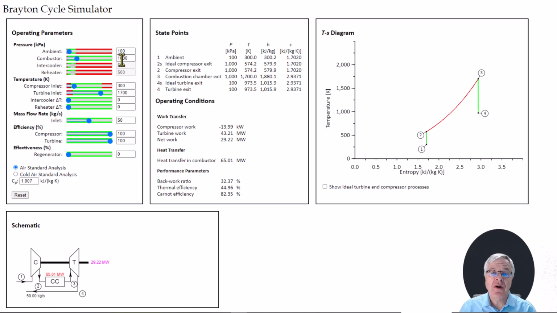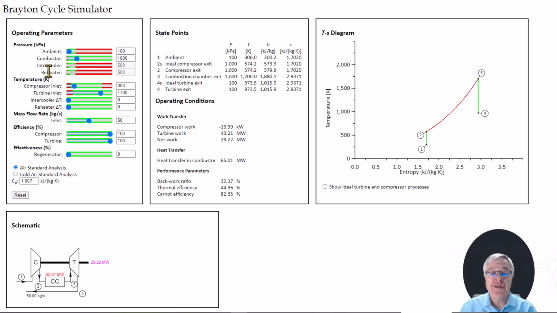The first block of operating parameters that we can change are all the pressures. There's the ambient pressure. That's the pressure at the inlet to the compressor down here and at the discharge of the turbine. Next is the combustor pressure. So that's the pressure in the combustion chamber. Finally, there are intercooler and reheater pressures that will become active when we turn on intercooling and reheat later on.